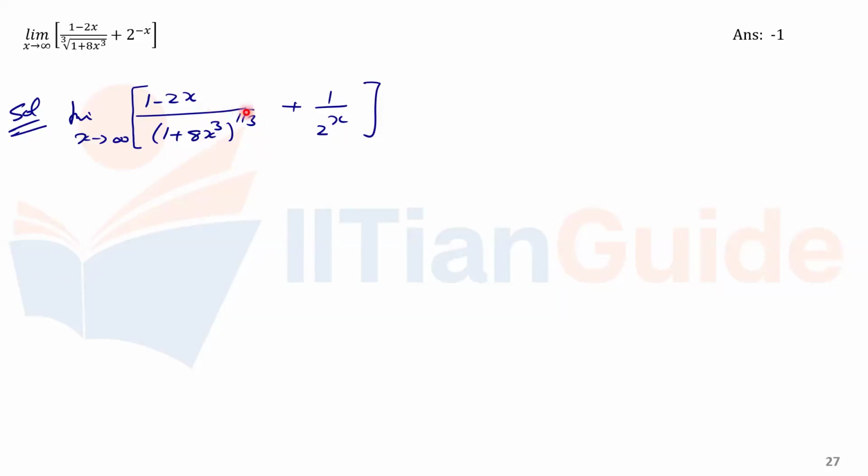As I told you, the first term, we have a polynomial of highest degree. It is in the form of infinity by infinity. If you take x to be infinite, you are getting numerator infinite, denominator infinite. So as I told you, I will take the highest power common and divide with the highest power.